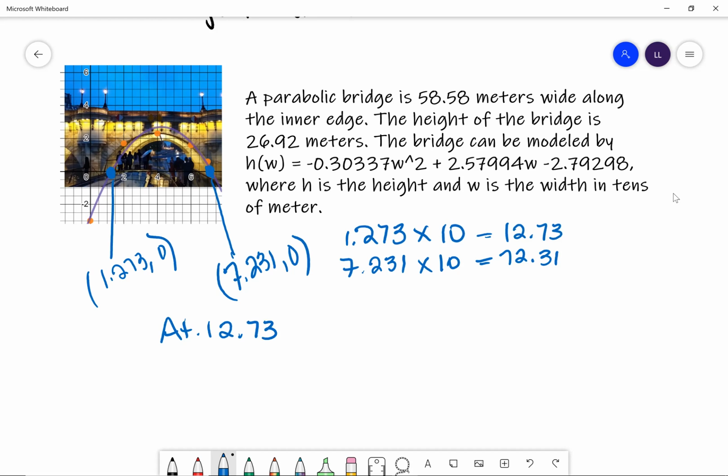All right, so at 12.73 meters in, I'm not sure if that makes a lot of sense, just because I feel like that would be a pretty good distance inward from the edge over here to here. In my explanation, I might explain that I'm not sure that makes a lot of sense. I'm going to still continue to do the math, but I'm going to explain that that probably doesn't make too much sense, just because that distance doesn't seem realistic. So at 12.73 meters inward, the height of the bridge is 0.